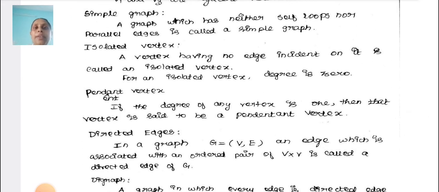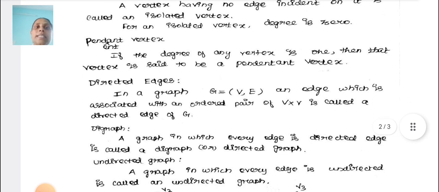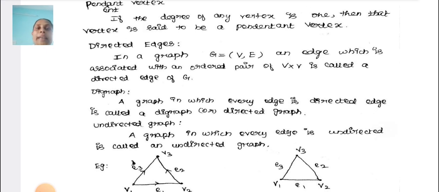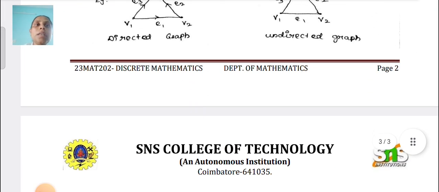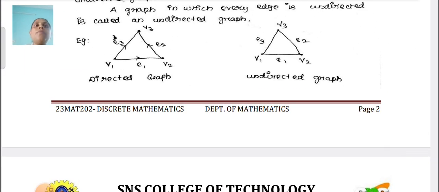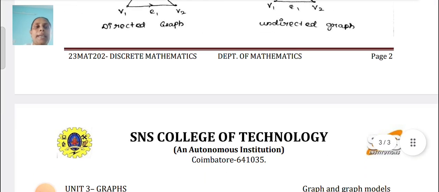Next, directed graph. In a graph where the direction is given, it is called a directed graph. Another name for a directed graph is digraph. Next, undirected graph. A graph that does not have a direction is called an undirected graph. In these two graphs, in the first one the direction is given, so it is a directed graph. In the second one, no direction is mentioned, so it is an undirected graph.